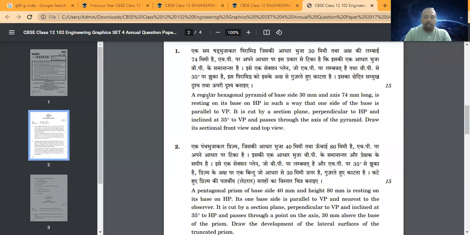A regular hexagonal pyramid. So here the object is a regular hexagonal pyramid of base side 30 mm and axis 74 millimeter long. So the side of the hexagon is 30 mm and the height of this pyramid is 74 millimeter. It is resting on its base on HP.